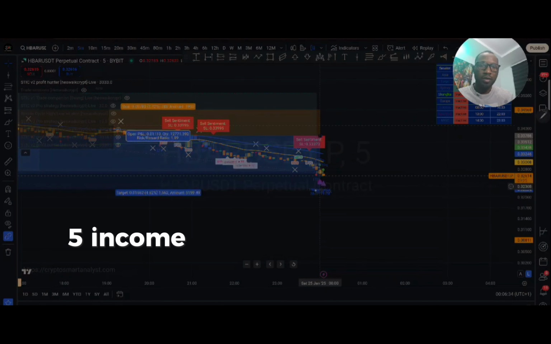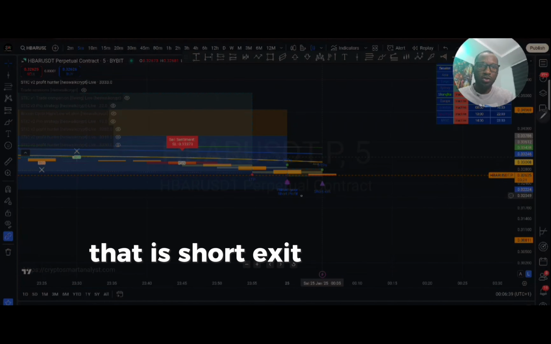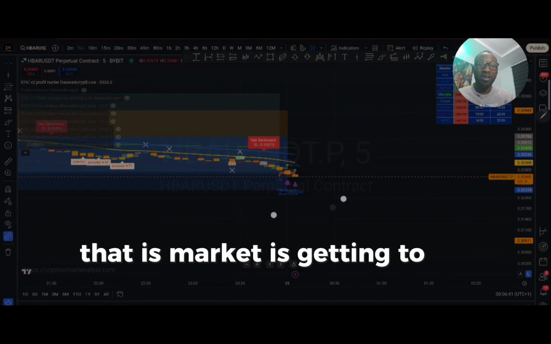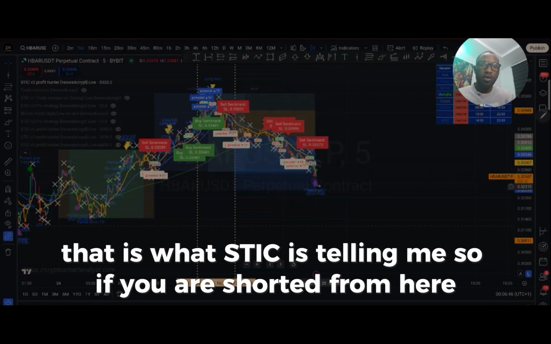So I'm waiting, and if you look at what we're currently experiencing on the 5 minute time frame, it's already telling me the market is getting to an extreme. That is the market getting to an extreme on the lower time frame. That is what stick is telling me. So if you shorted from here, you'll have been in the trend right now.